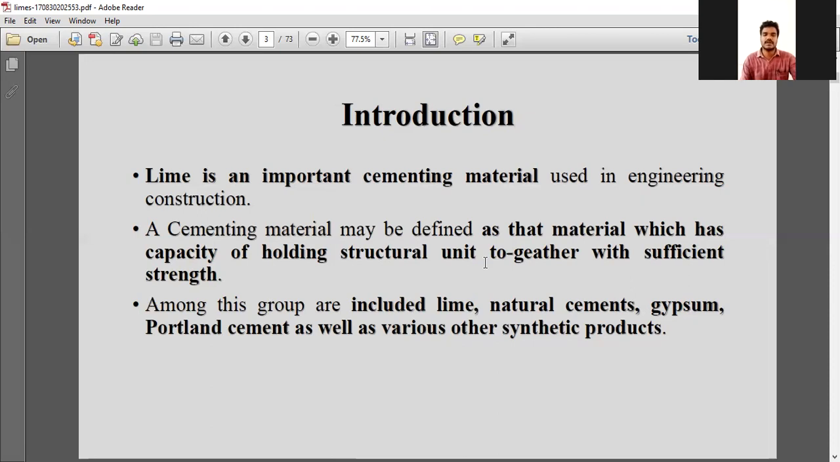Among this lime group, the lime, natural cements, gypsum, and Portland cement all come under this group. These are various synthetic products along with lime.